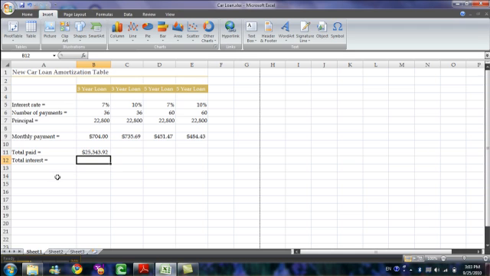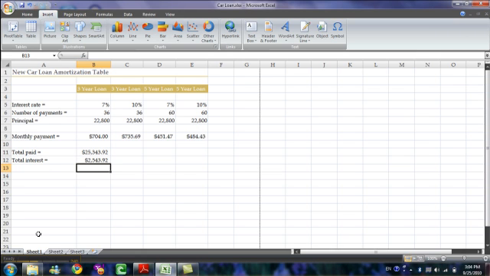And now in row 11, we have to enter the formula that uses cell references to calculate the total interest paid. To do this, we must subtract the principal from the total amount paid. So in this example, I'm going to be typing the following formula using cell references: total paid minus the principal, which is in B7. And press enter, and this is my total interest.